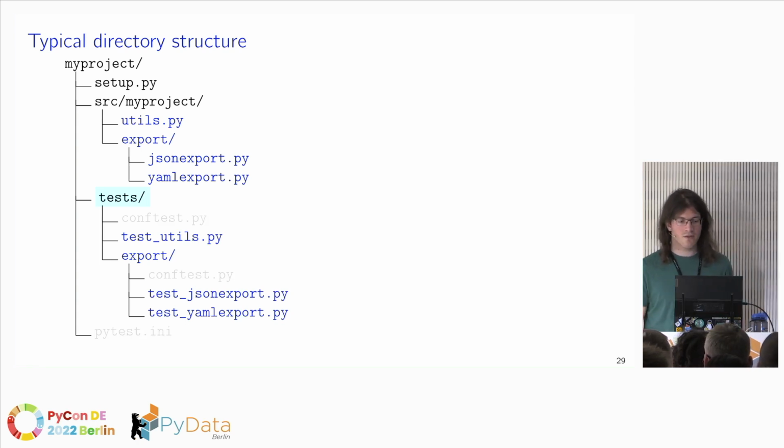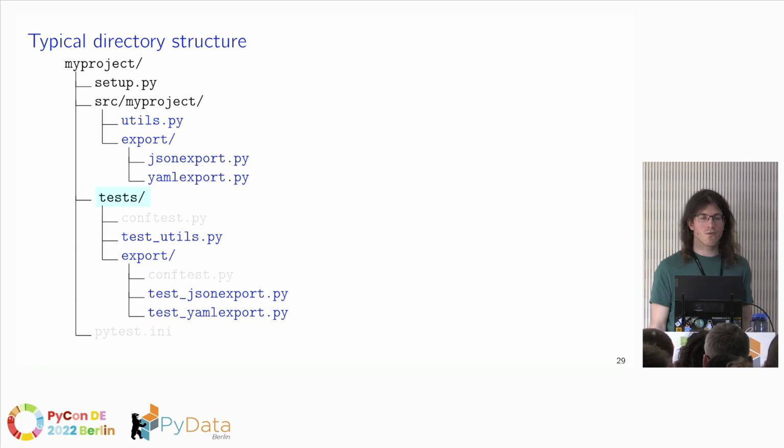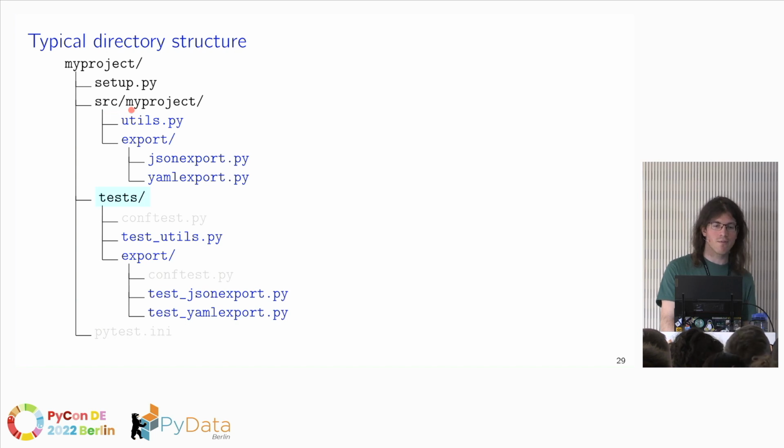Now, as for project structure, normally you would have a structure somewhat similar to this, where you have your project folder, and then, depending on how you like to set things up, I would usually recommend the source layout, where you have a source folder with your packages in it. And then there you might have something like utils.py, maybe an export sub-package with JSON export, YAML export. And then you have your tests folder, which more or less mirrors the same structure.